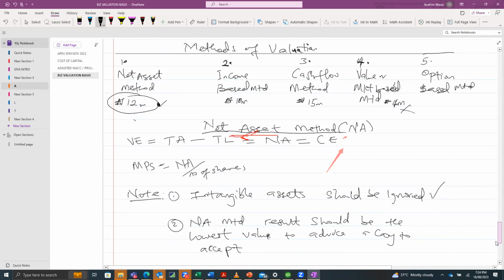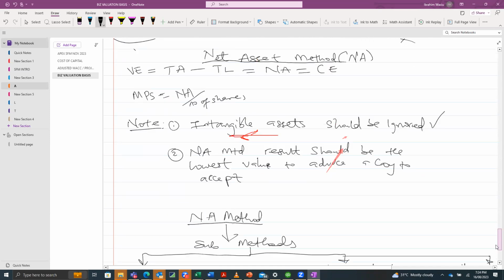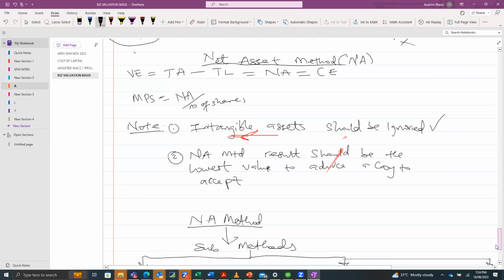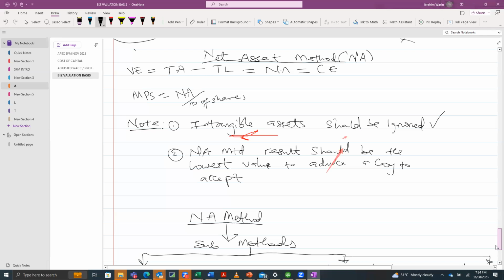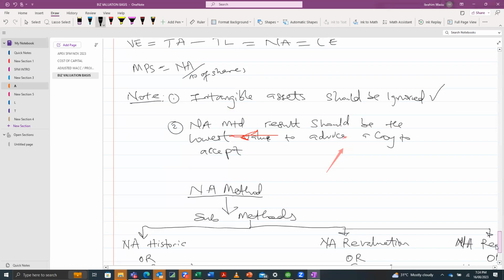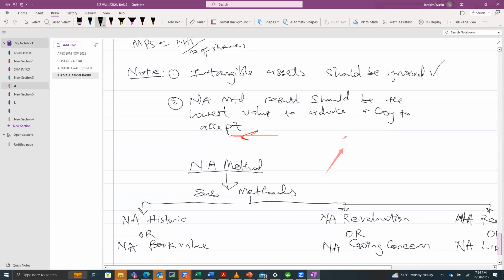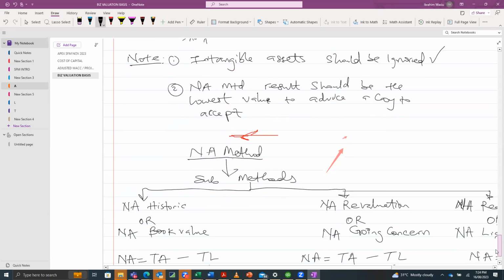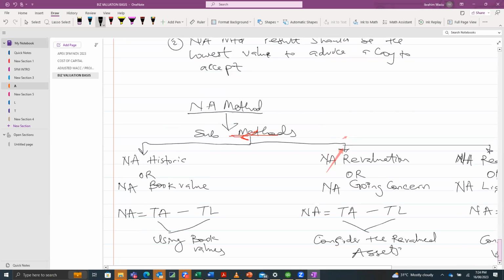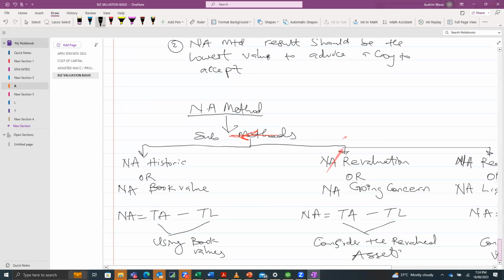For net assets, it's just total asset minus total liability. You have two things to note. Intangible non-current assets should be ignored unless their market value is given. And also, the net asset method result should be the lowest value you are going to be advising any company to accept. And also, under net asset method, we have three sub-methods.